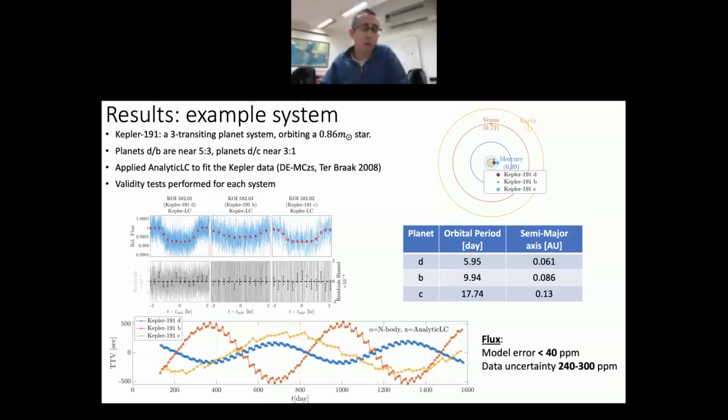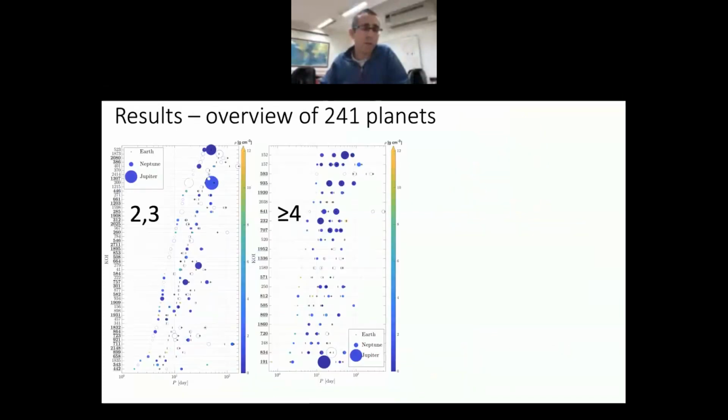Here's an overview of all of the systems we've been fitting using AnalyticLC, for 2 and 3 transiting planet systems and 4 transiting planet systems and more. Each row here corresponds to a planetary system where the horizontal axis is the orbital period. We have the sizes and the densities of the planets represented by the actual size and the color on the plot. And we got a nice agreement of our masses with literature masses that also gives us confidence about newly discovered masses. So the systems with the bold and underlined text have at least 1 planet without any previous literature.